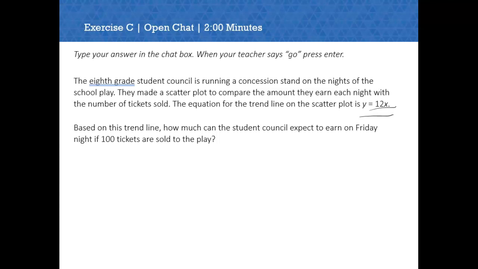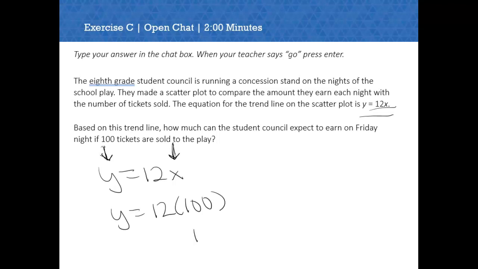So y equals 12x. It says they make a scatter plot to compare the amount they earn each night. So here's the amount they earn each night with number of tickets sold. So here's our number of tickets sold is x. So we say y equals 12 times 100. So we get 1,200, and that's in dollars. So we just plugged in for x.